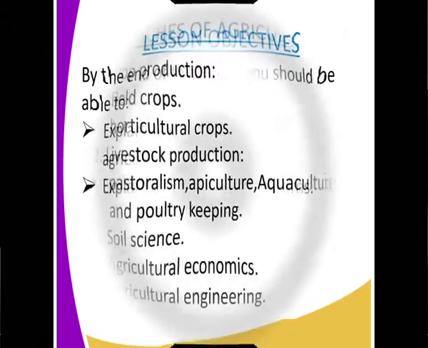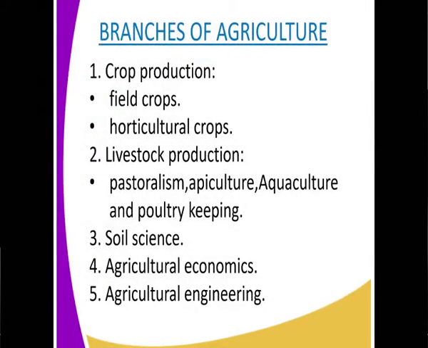On to the branches of agriculture. We have 5 branches of agriculture. The first one is crop production. The second one, we have livestock production. The third one is soil science. The fourth, agricultural economics. And finally, we have agricultural engineering.